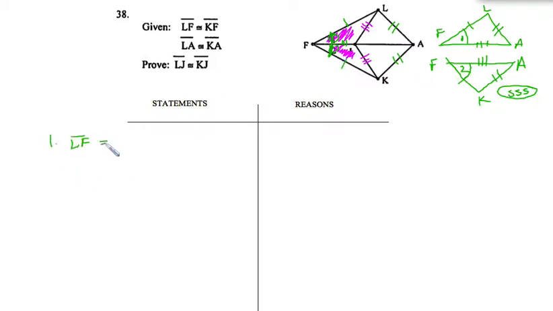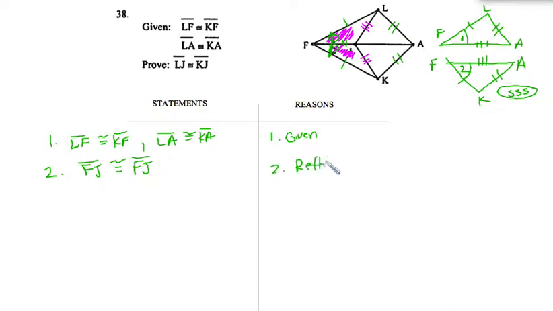So I have LF was congruent to KF, and LA is congruent to KA because that was given to me. And then the very next thing that I marked was the reflexive side of F to J. So FJ was congruent to FJ because it was reflexive. Well, I also marked later on that FA was congruent to FA by the reflexive property. So rather than write it in two different steps, I'll just list all the reflexive pieces that I used as statement number 2.